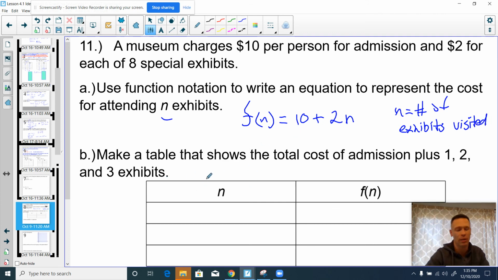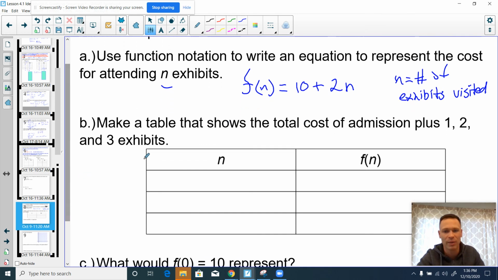Number of exhibits visited. All right. Let's make a table that shows the total cost of admission plus 1, 2, 3 exhibits. So that is 1, 2, and 3, right?